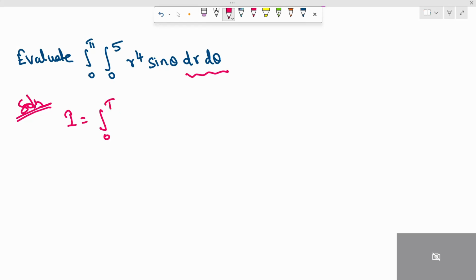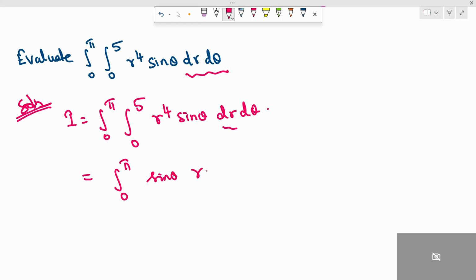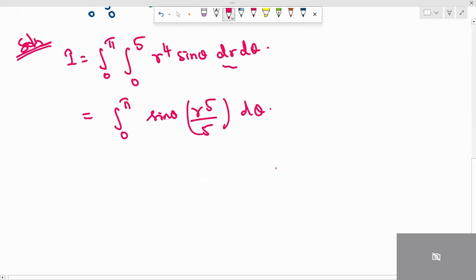Given problem: integral 0 to pi, 0 to 5, r power 4 sin theta dr d theta. Here all the limits are constant, that's why we are going to integrate with r and theta. First integrate with respect to r. Here sin theta is constant, so we get sin theta into r power 5 by 5, d theta. The limit will be 0 to 5.